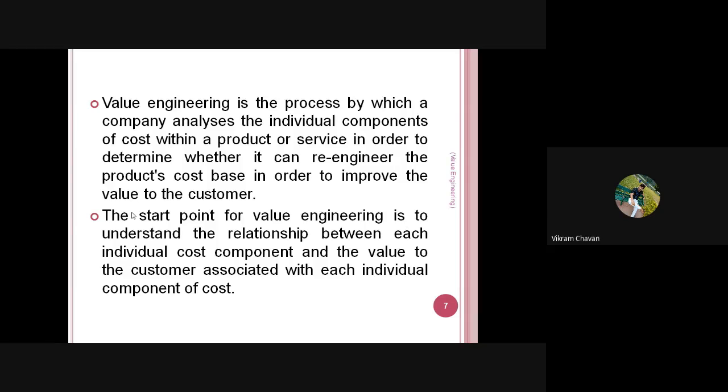Okay, so that will be useful to increase the valuation of that particular product for the customer. Okay, valuation increment means what? Increasing the functionality of the product and reducing the cost of the product. That is nothing but what? The valuation for the customer for any product. Okay, so this will be useful to increase the valuation of the product.